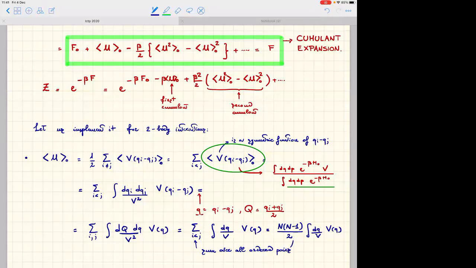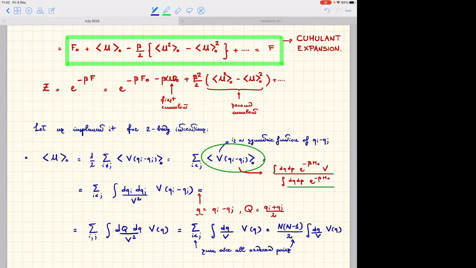Now, let me ask you this question. If I have n elements, how many pairs can you construct out of n elements? You have n elements in your set. How many pairs can you construct? It's n times n minus 1, correct. Yes, so this is the total number of pairs.